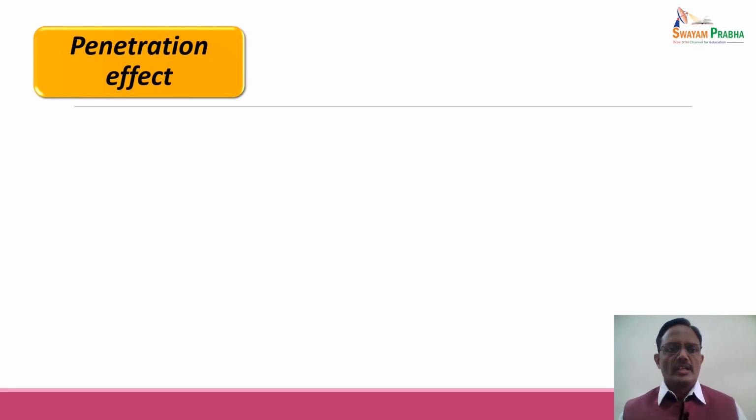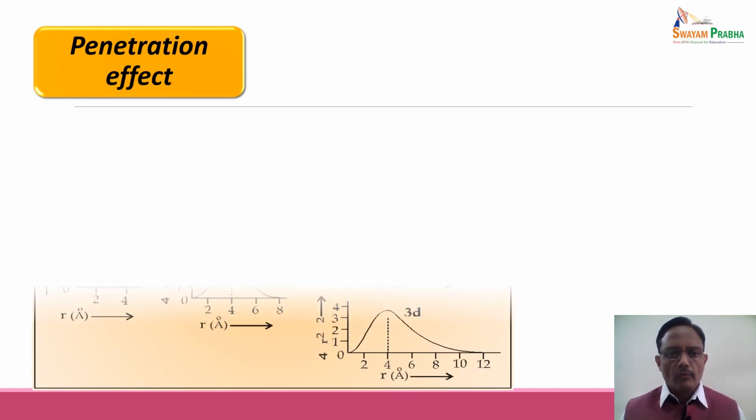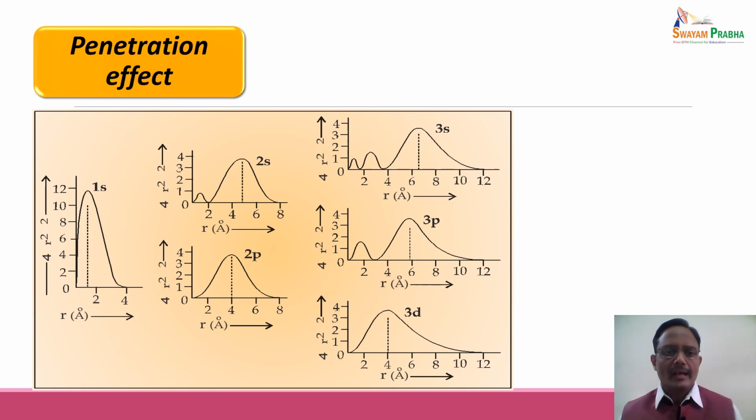Next factor is the penetration effect. Now this penetration corresponds to the electron charge density of a particular orbital. We have discussed this diagram of probability distribution curves of various orbitals like 1s, 2s, 2p, 3s, 3p, 3d orbitals. If we observe them carefully, we will find that the s orbitals have some small charge density near the nucleus. Consider this 1s, 2s and 3s orbitals.